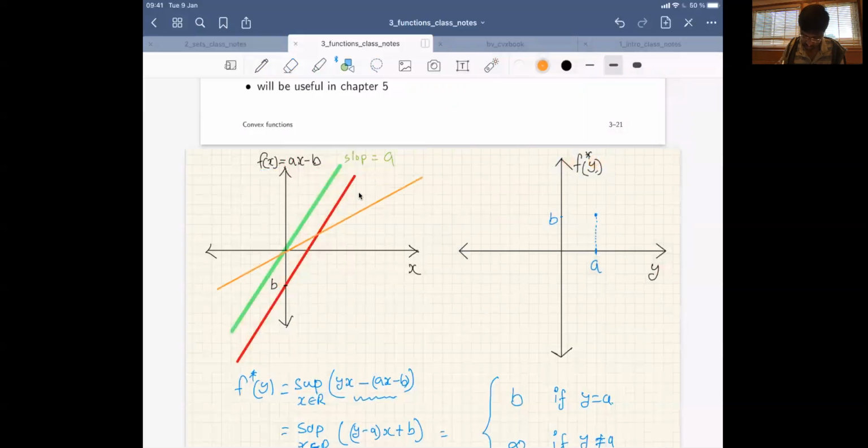I draw a line like this. What will be the conjugate function? So this slope is less than a, right? So we are at some point here. Okay. So what will be the value of the conjugate function? The value is the maximum difference between, you subtract this red line, the function, from this orange line, right?